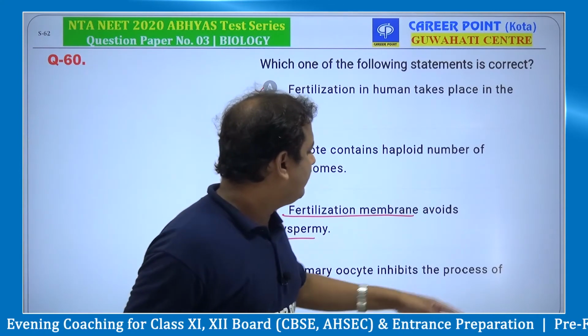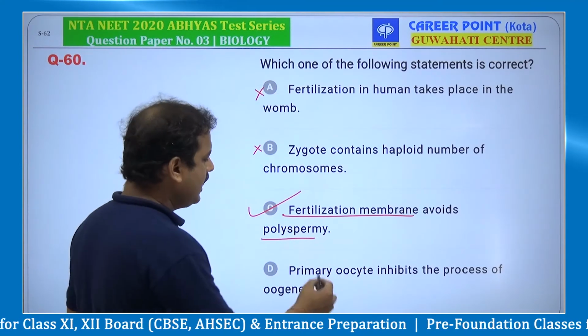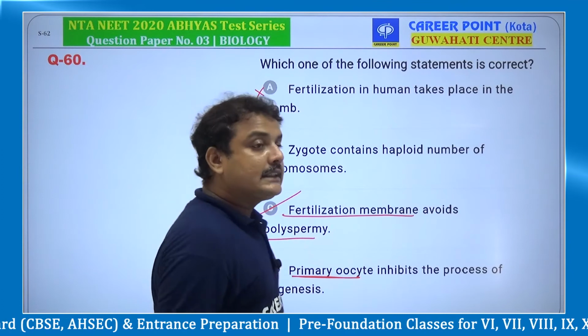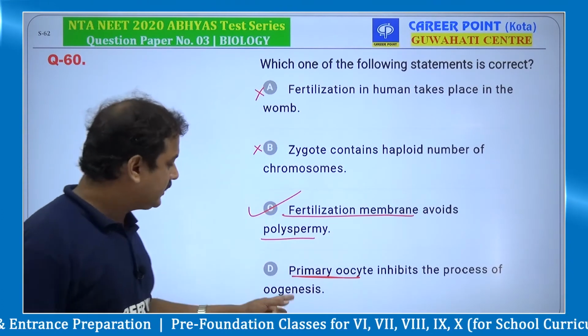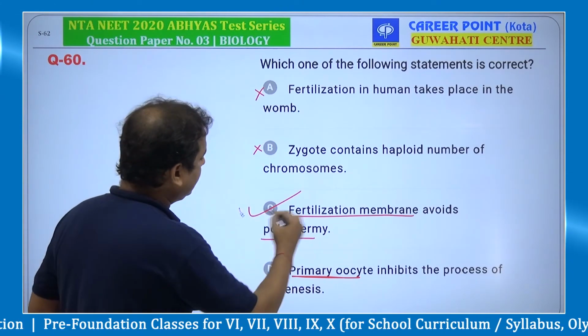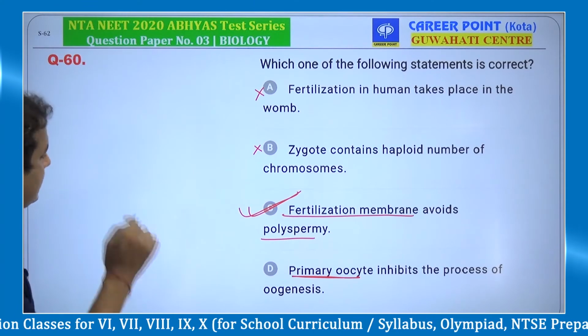Primary oocyte inhibits the process of oogenesis. No, primary oocytes stimulate or induce the process of oogenesis. So here the answer is C.